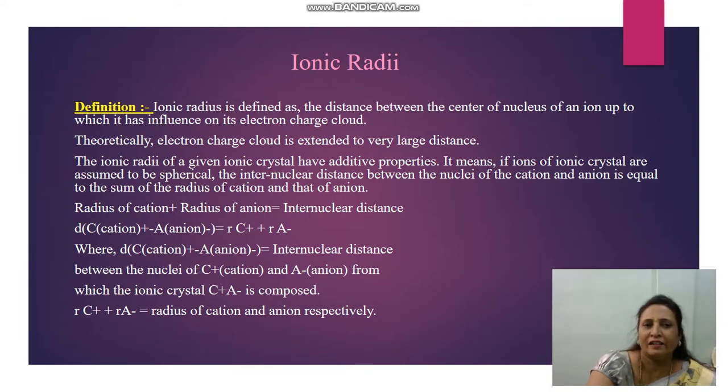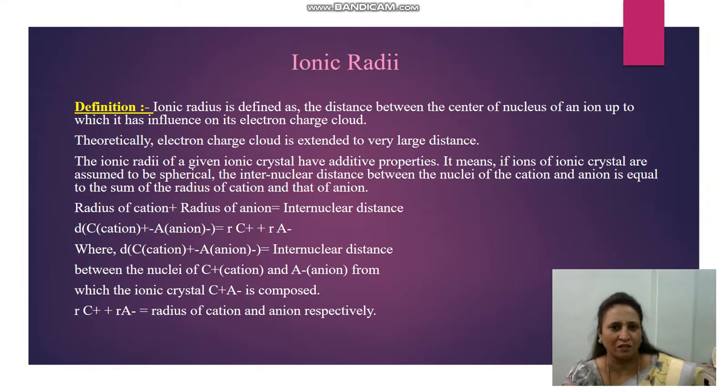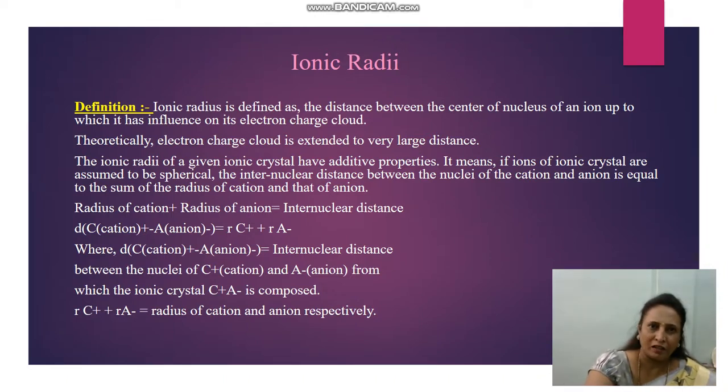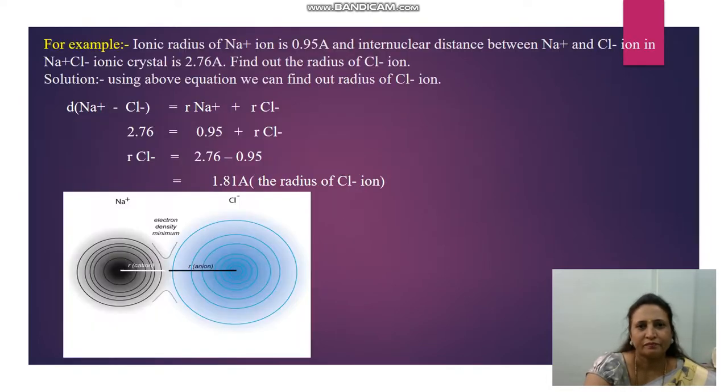Now this indicates that the radius of cation plus the radius of anion gives the internuclear distance. By calculating the internuclear distance with the help of any technique, NMR, X-ray, or electron diffraction, and by knowing one of the radii of either cation or anion, the radius of the other ion can be calculated.